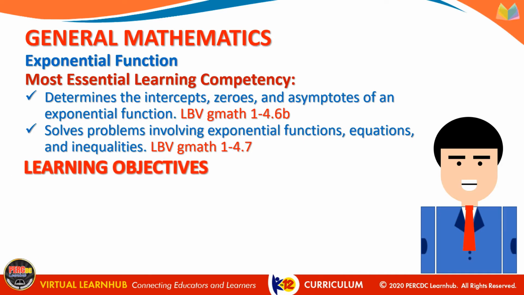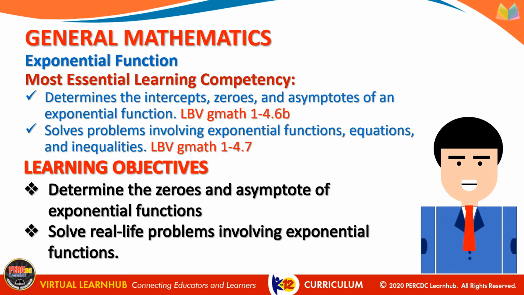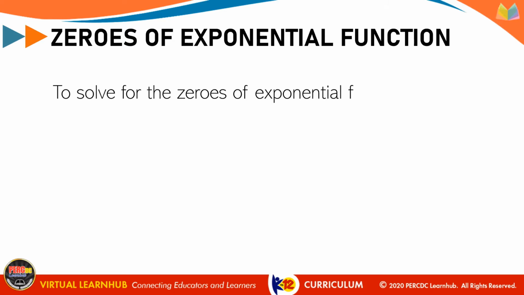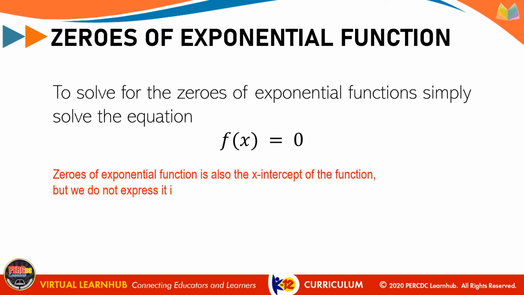For our learning objectives, by the end of this video, we want to determine the zeros and asymptote of exponential functions and solve real-life problems involving exponential functions. Now for the zeros of exponential function, to solve for the zeros, simply solve the equation f of x equal to 0. In other words, the zeros of an exponential function is also the x-intercept of the function, but instead of getting it in point form, we will just get the x value.